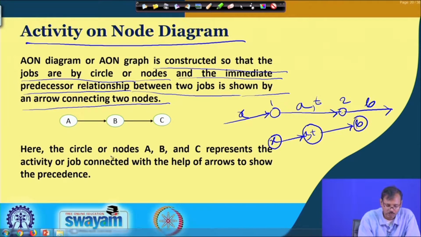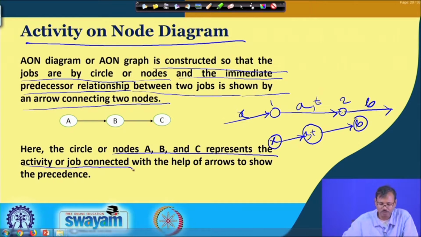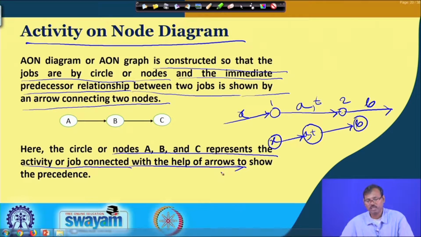So, the nodes A, B, C basically represent the activity of the job connected to them, and the arrows show the predecessors and the successors of that particular job. This is a different kind of diagram where the activities are placed in the node, and that is why it is easier for anyone to draw this diagram.